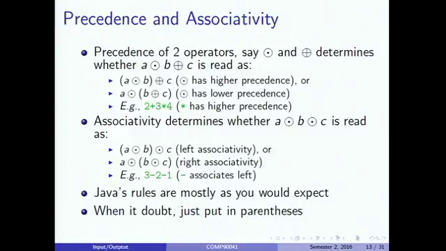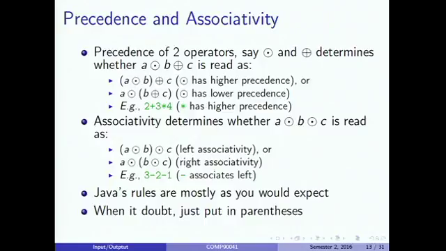So if you have A dot B dot C and dot is left associative, then it's (A dot B) dot C. And if dot is right associative, it's A dot (B dot C). So you notice that minus associates to the left. In the case of plus, it's commutative, so it doesn't matter. But minus associates to the left.